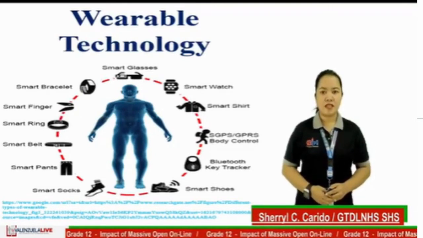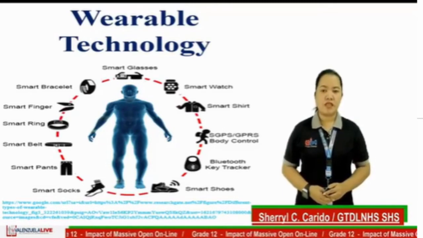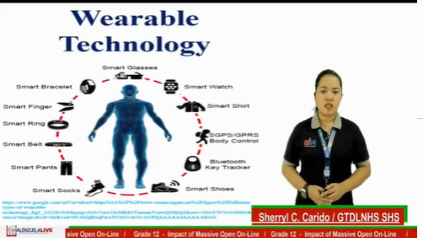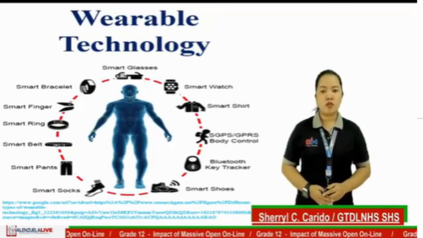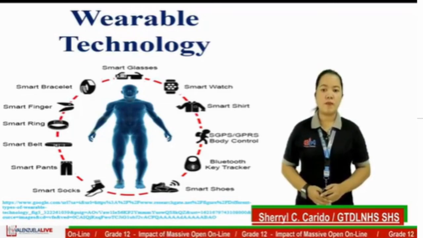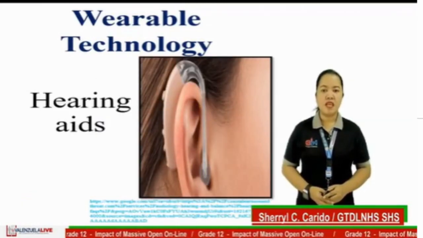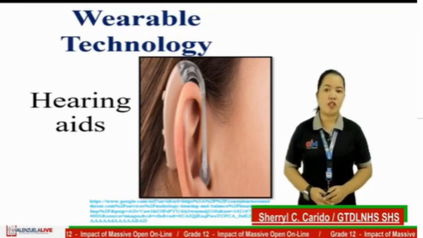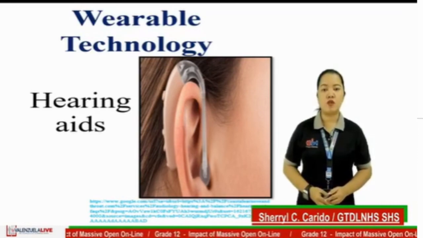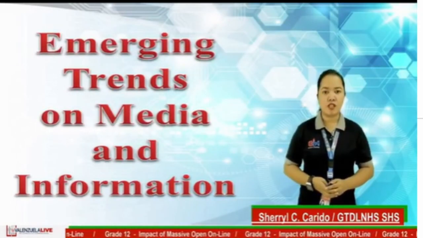1. Smart glasses. 2. Smart bracelet. 3. Smart finger. 4. Smart ring. 5. Smart belt. 6. Smart pants. 7. Smart socks. 8. Smart shoes. 9. Bluetooth key tracker. 10. GPS GPRS body control. 11. Smart shirt. And last, smartwatch. Hearing aids can also be considered a wearable technology as it enables a deaf person to hear, even adjust its volume. Emerging trends on media and information.